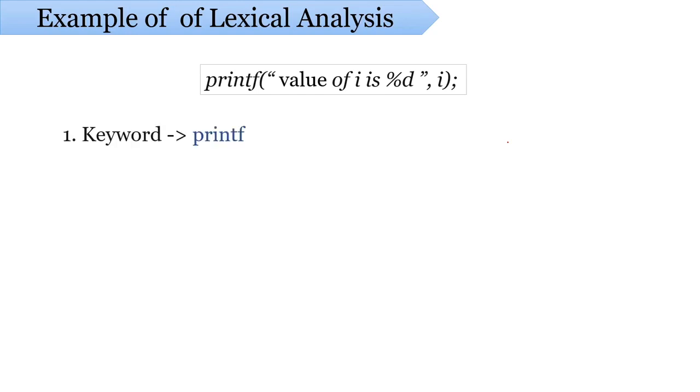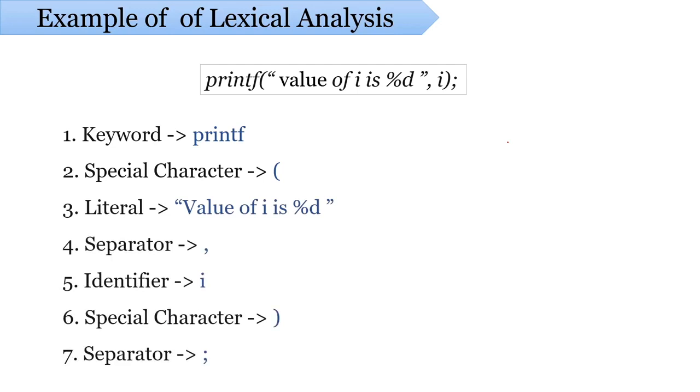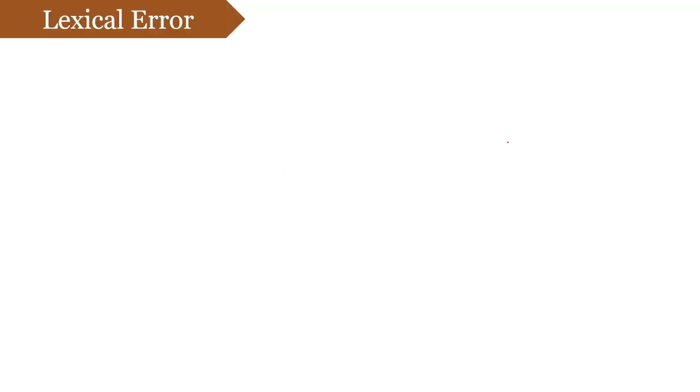Consider that the lexical analyzer has to process this input string. After processing this input string, the tokens generated by the lexical analysis phase are printf, that is a keyword, open parenthesis, that is a special character, a literal, a separator, an identifier, a special character, and again a separator. So I hope you have a clear picture of how the lexical analyzer breaks the input string into a group of tokens. Now let us proceed with the lexical errors.